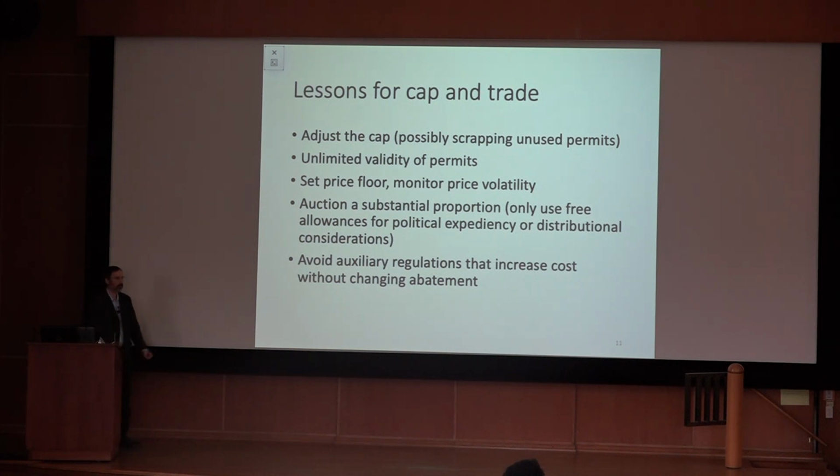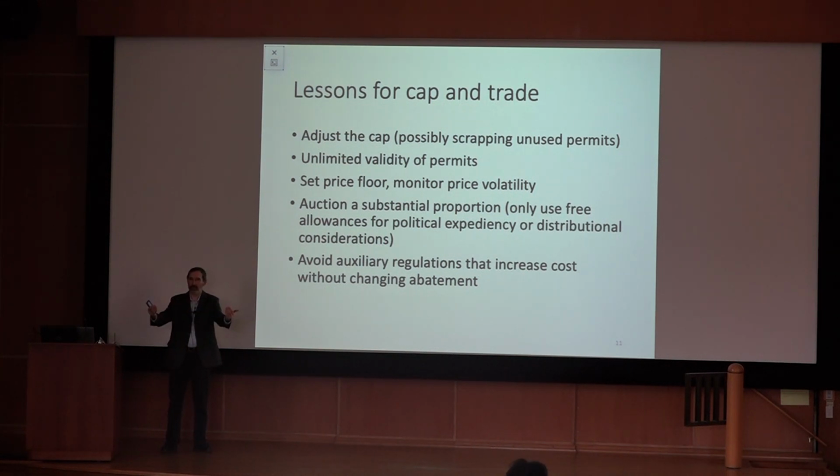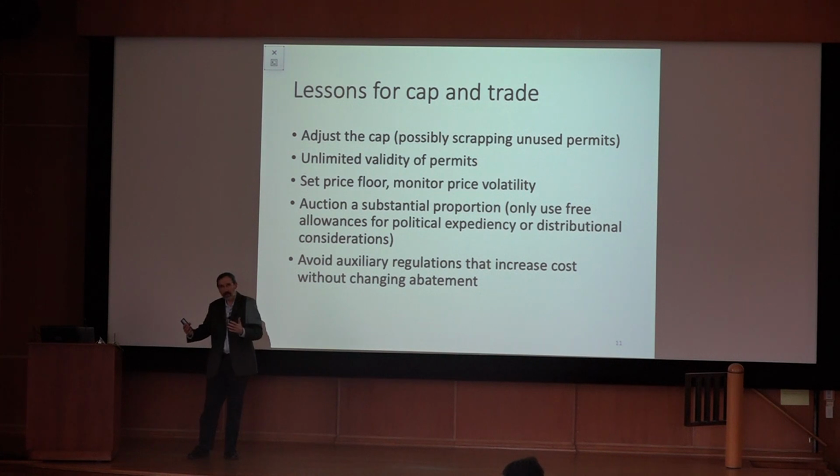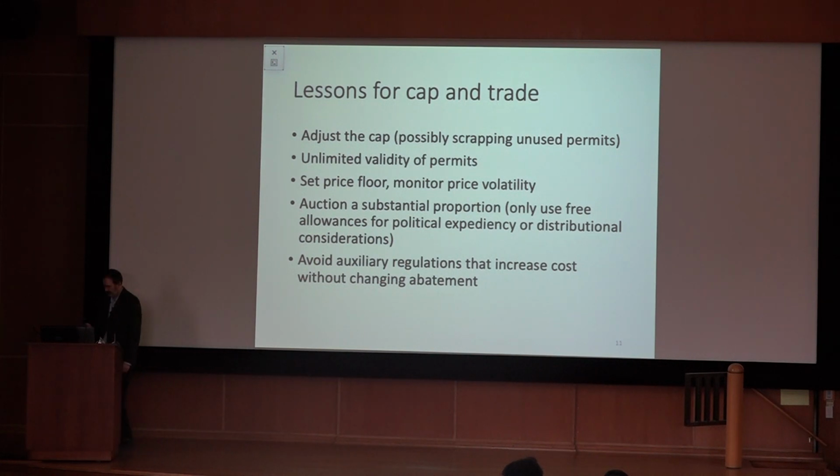And another thing is you should avoid auxiliary regulations that can impose additional constraints on these industries and that have no impact on the total, because the total is determined by the cap and trade mechanism. And so if you impose these extra regulations, it will not change the impact on the target, which is the total, but it will somehow distort the distribution of the cost between the agents, and this may not be a good idea.